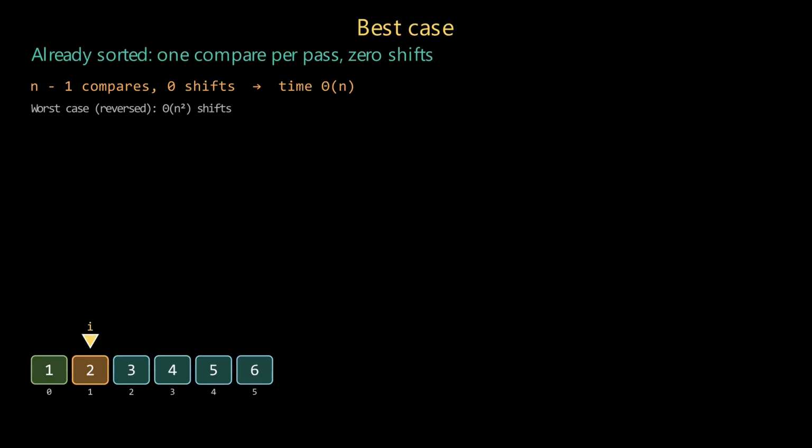Best case, the input is already sorted, or already almost sorted. At every I, compare the key with the cell to its left. If that value is smaller or equal, we stop, no shifts. That is n-1 comparisons and order n time. Reversed input is the worst case at order n squared.